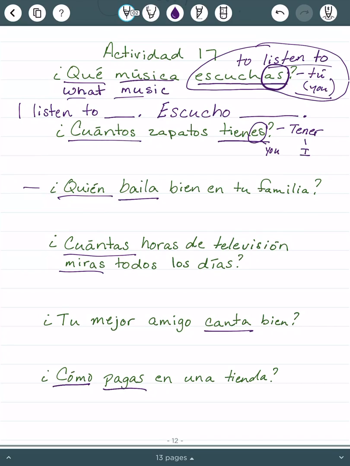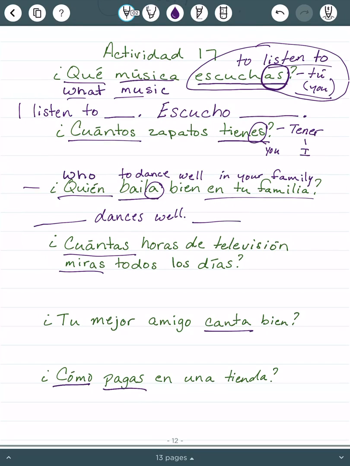This third one, ¿quién baila bien en tu familia? So ¿quién means who. If you look up bailar, that means to dance. Now that A is the he or she conjugation. Bien is well. And tu familia, I think you know, is your family. So who dances well in your family? So you'll say so-and-so dances well. So you just put their name there.